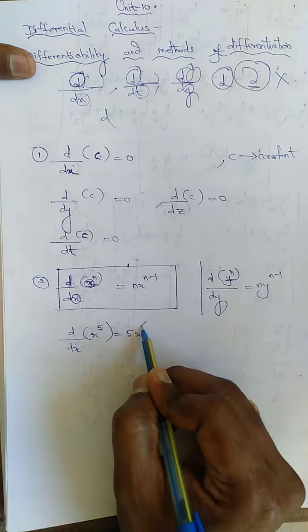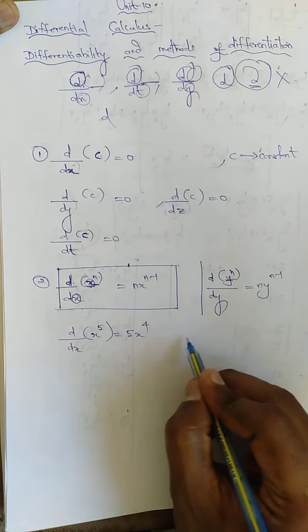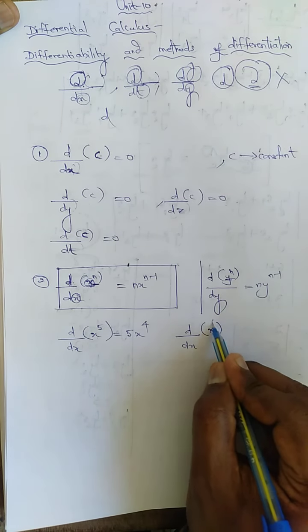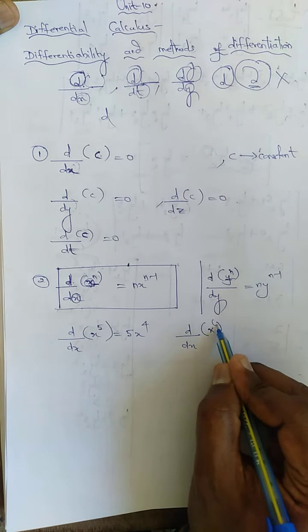5x whole power 4. Very simple. Differentiate x power 5, the same. Differentiate because the variable is x power 6. So what is it? 6x power 5. That's the answer. n is nothing but 6. 6x power 6 minus 1, and 6 minus 1 is 5.